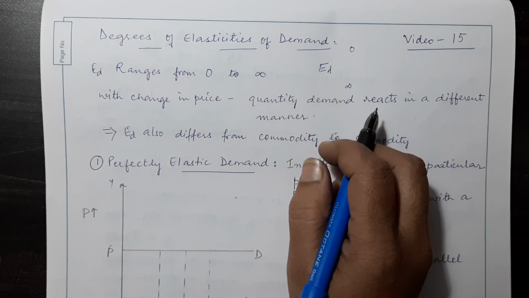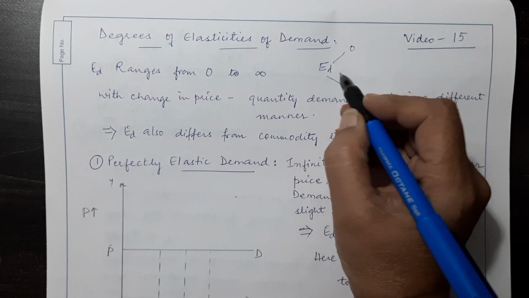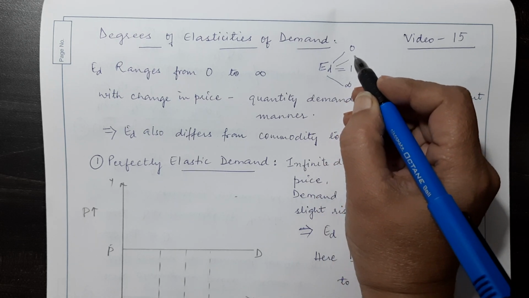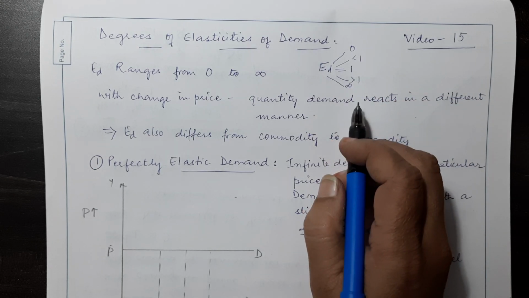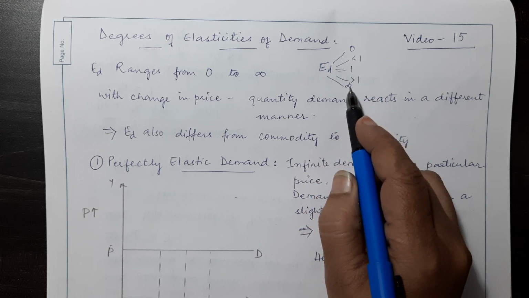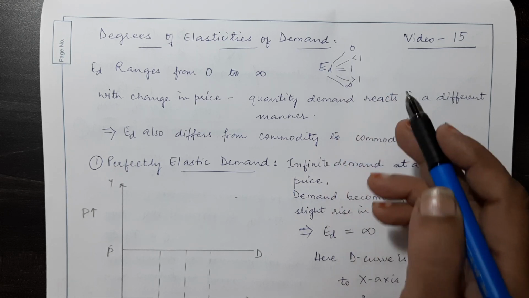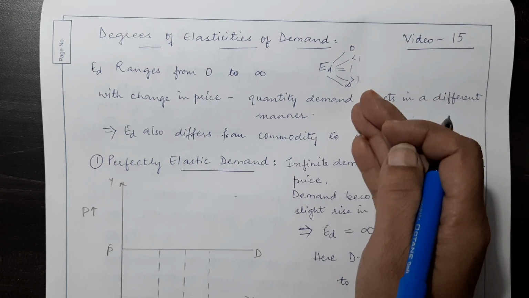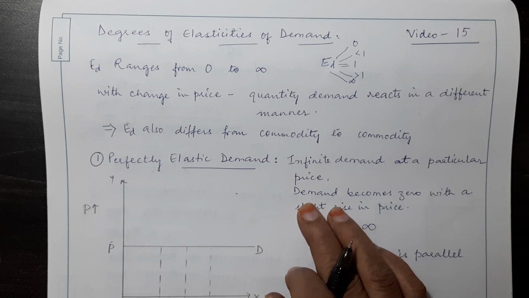So, what could be the possible values? If the extreme values are 0 and infinity, then ED can also be equal to 1. It could be just less than 1 or greater than 1. Isn't it? So all values which are less than 1 up to 0 and more than 1 up to infinity, all of them can be the measure of elasticity of demand. So let's keep this in mind as we go ahead to learn what are the degrees of elasticities of demand.